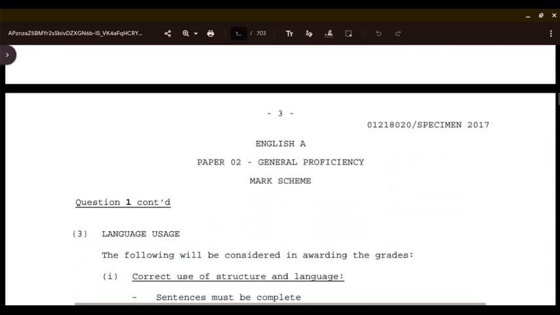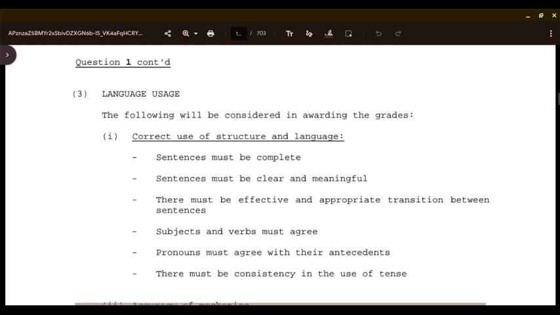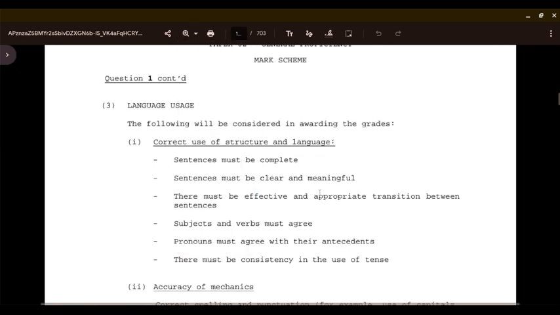Then we're going to language use, which is more or less the last thing. It's divided into two categories. We're going to look at structure of language first, and then we're going to look at accuracy of mechanics. So structure of language is going to be complete sentences. Don't leave the sentence hanging. Don't say the man did and leave it hanging. It's not a fully complete sentence. It must be fully complete in terms of the grammar and the meaning, right? Sentences have meaning as well. Sentences must be clear and meaningful, so that goes with completeness.